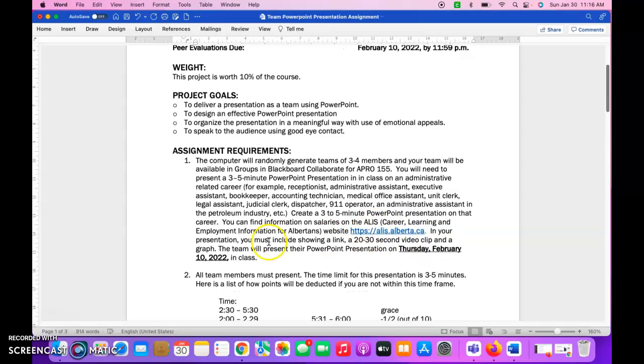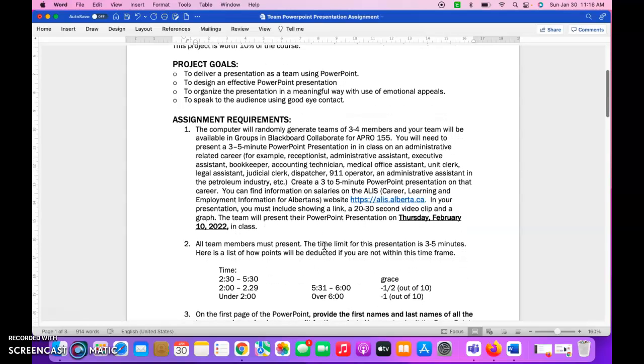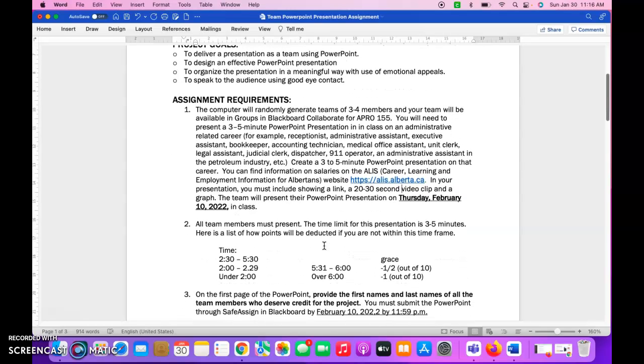In your presentation, you must include a link, showing how you would include a link in a PowerPoint. You have to include a 20 to 30 second video clip, something that shows an example perhaps of the career, and a graph. Those are 3 pieces that have to be included in your PowerPoint presentation. The teams will present their PowerPoint presentation on Thursday, February 10th in class.